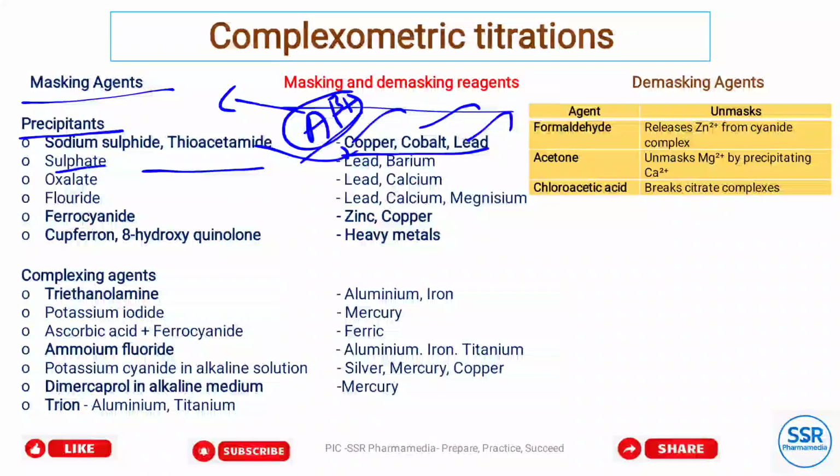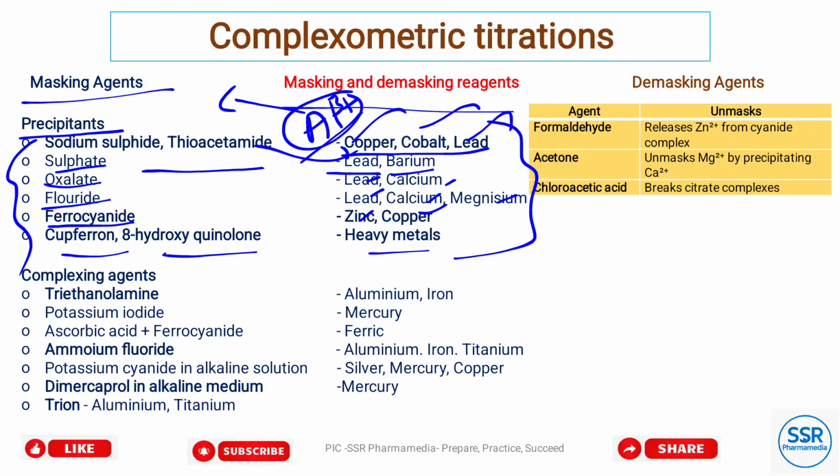Next is sulfate, which masks lead and barium. Oxalate masks lead and calcium. Fluorides mask lead, calcium and magnesium. Ferrocyanide masks zinc and copper. And cupferron and 8-hydroxyquinoline are used for heavy metals. So to mask or precipitate these ions, we use these precipitants. Then, if these ions are present during the metal ion estimation, they will not interfere.